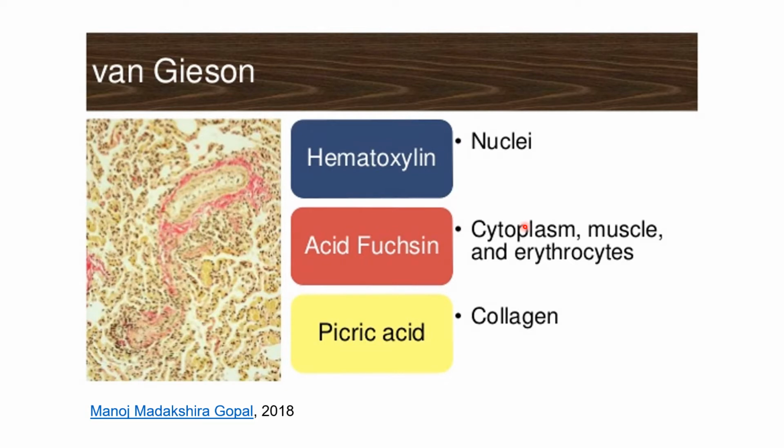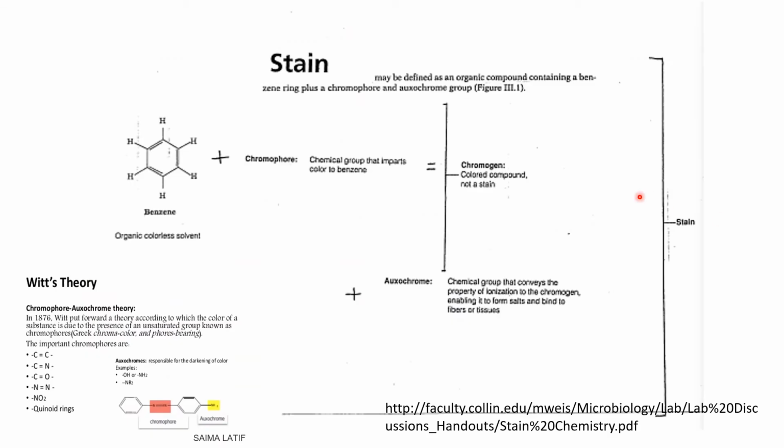And most of the time, those colored molecules are made up of aromatic carbon, or we call it benzene derivative. Later, I'll show you. Okay. And those colored molecules, we call them chromogen. So again, we define stain as an organic compound, usually containing a benzene ring plus a chromophore and oxochrome group.